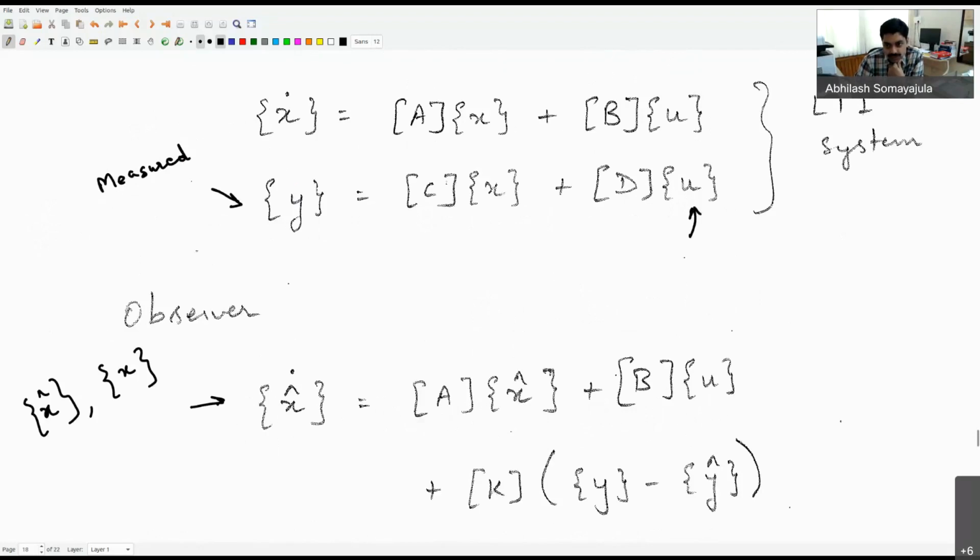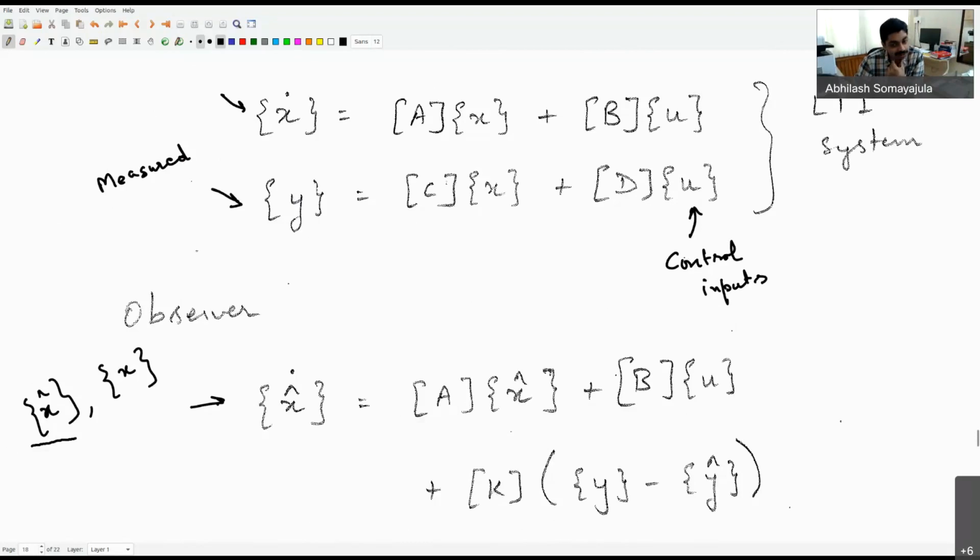Similarly, I know what U is. So these are control inputs. But I do not exactly know X, at least not precisely. I make my best estimate of X and I call that X hat. So X hat is my best estimate of what I think X might be.